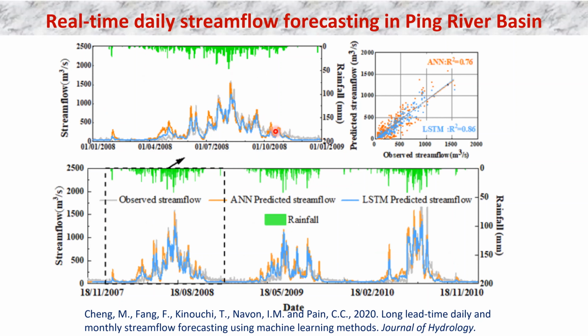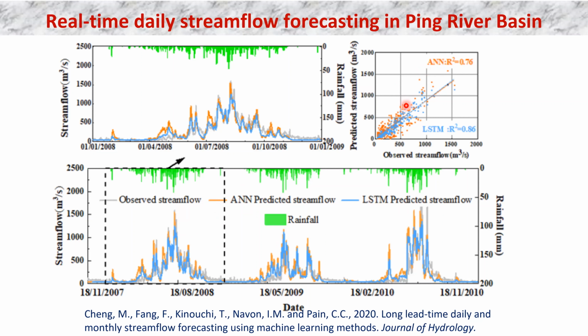Here we use different types of machine learning methods. We choose the ANN and another method, the LSTM, because we want to compare which model is better. The black line represents the measurement, so we compare our results with the measurement. The orange represents results from the ANN model, and the blue represents the LSTM model results. You can see both fit quite well with the measurement.